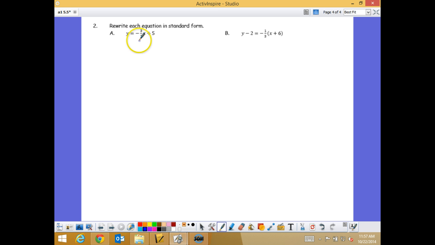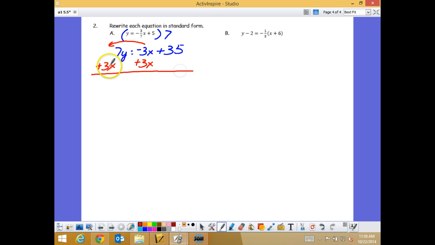So, in this first case, I'm going to get rid of that fraction by multiplying everything by 7. So we have 7y is equal to negative 3x plus 35. And then the last thing we want to do is move the 3x over here with the 7y. And then we're going to do that by adding the 3x to both sides.